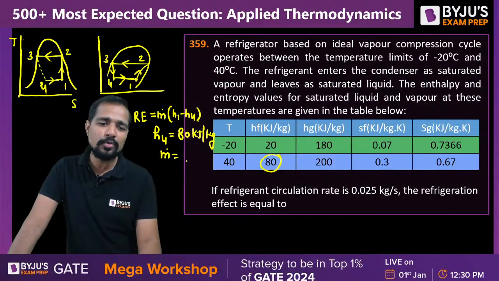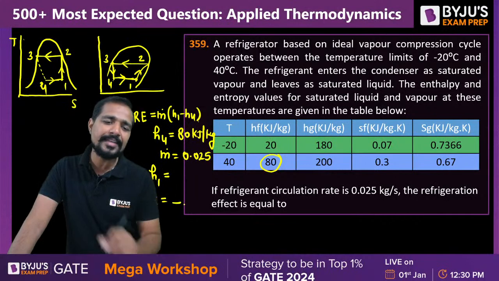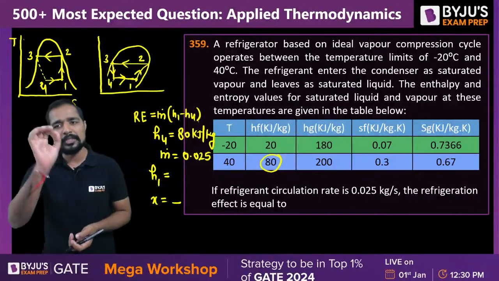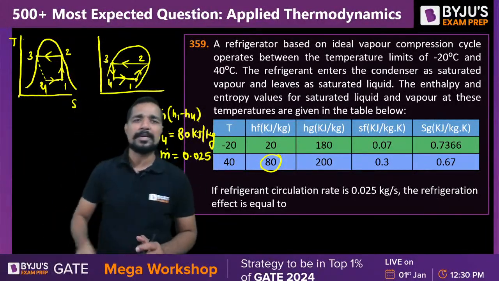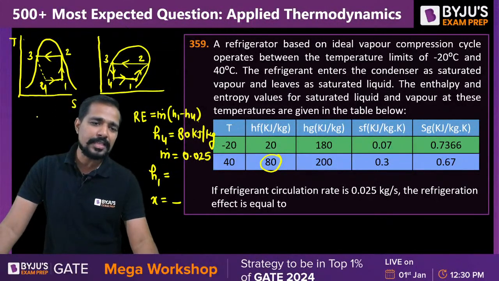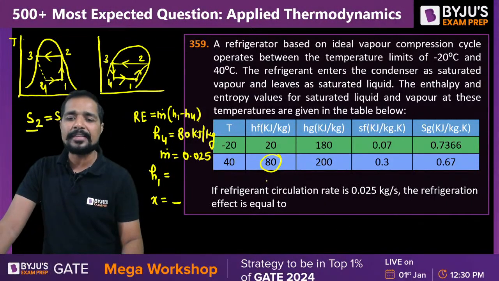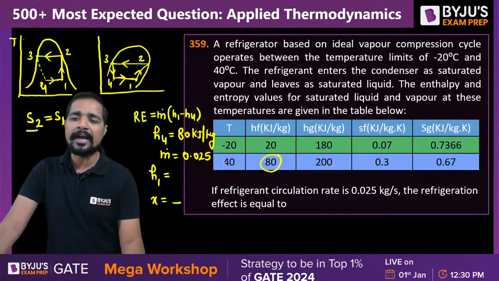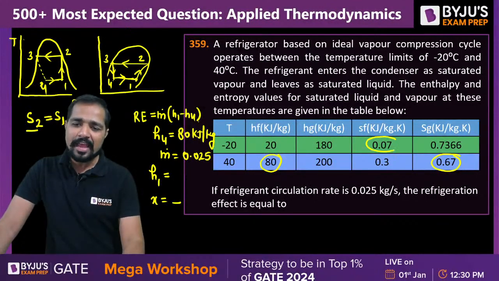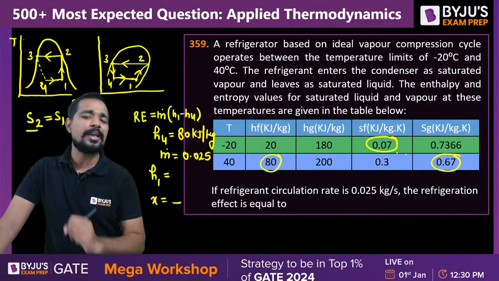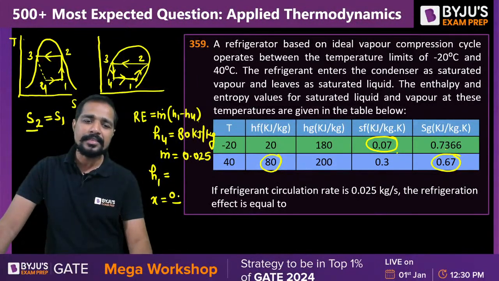Mass flow rate is given to us how much? 0.025, my dear. Can we find what is the value of H1? But for H1, you need to find the dryness fraction. Any one of you can tell me, my dear, what is the numerical value of the dryness fraction? X. Because in this question, it is clearly mentioned that S2 will be equal to S1, my dear, where the value of S2 will be equal to the entropy at the higher temperature, that is 0.67. S1 will be equal to SF plus X into SG minus SF. So in this case, we are getting X equal to 0.9.